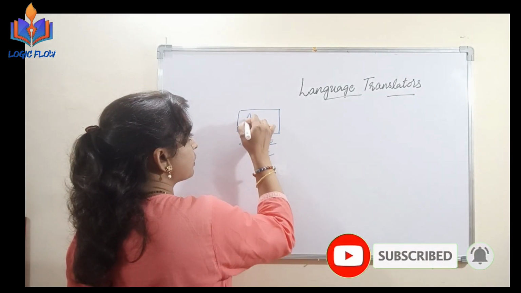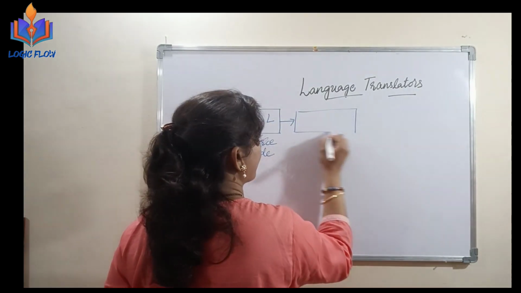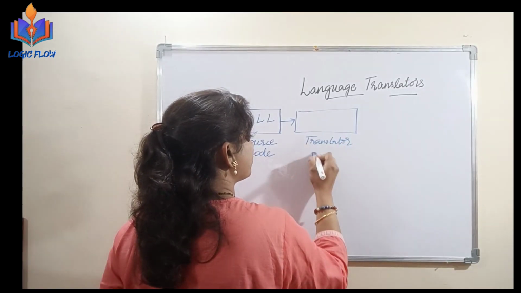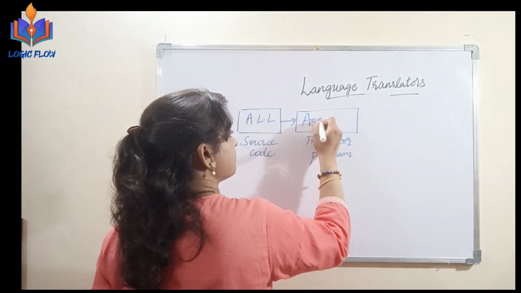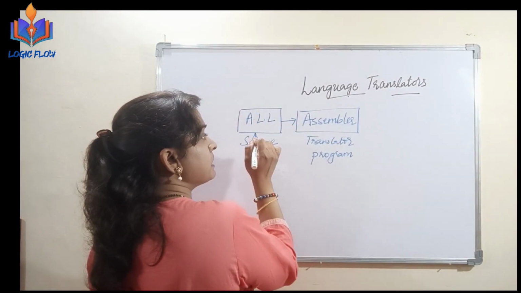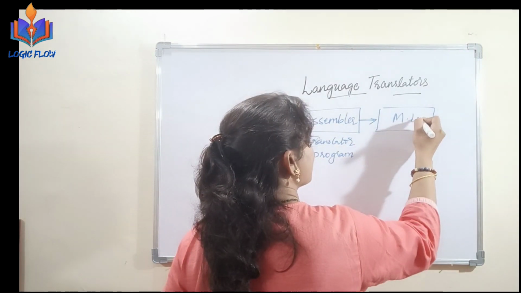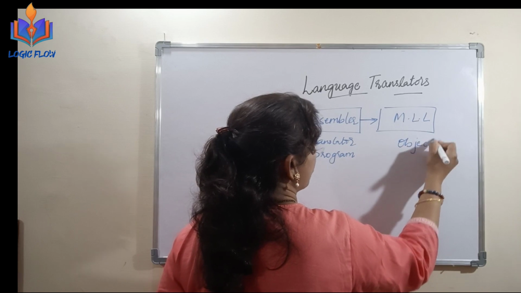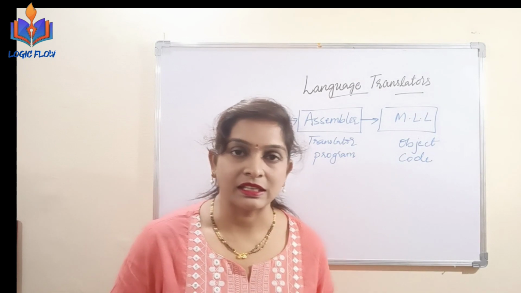So if we write a program in assembly level language, we require a translator program. Which translator program do we require? We require a translator called an assembler. The assembler is the translator which translates the assembly level language program to machine level language, that is machine code, binary codes. This is the object code that we are going to get.